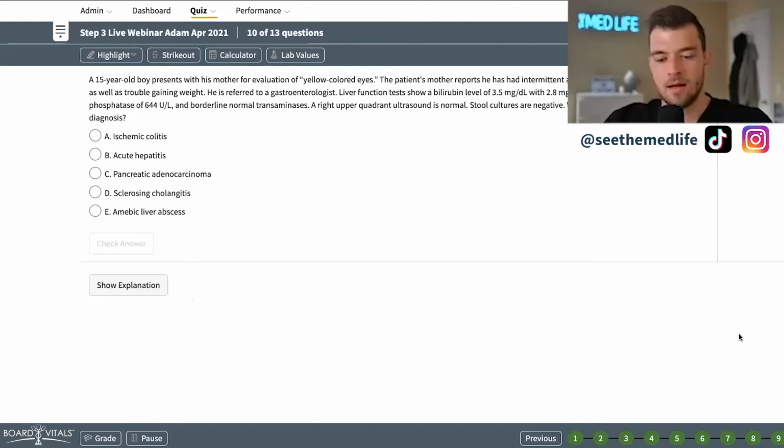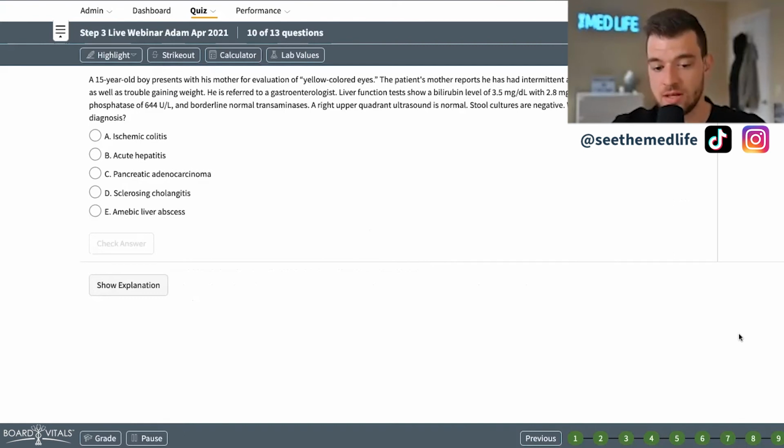Okay, so which of the following is the most likely diagnosis? We're going to have to make a diagnosis in this question. Is it ischemic colitis, acute hepatitis, pancreatic adenocarcinoma, sclerosing cholangitis, or an amoebic liver abscess? That's an interesting one, so kind of all over the place. We're going to have to read the stem here.